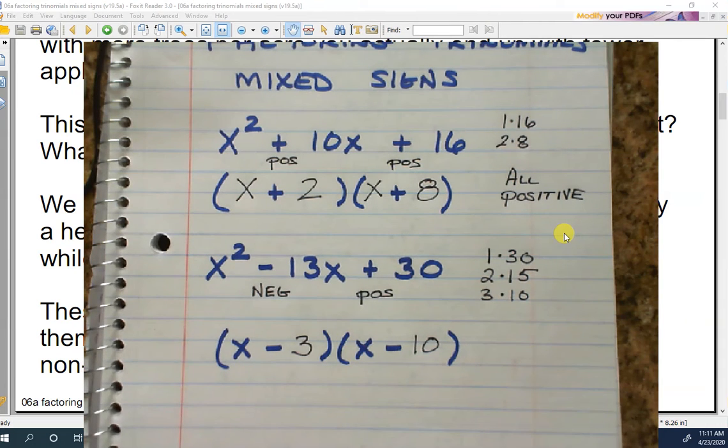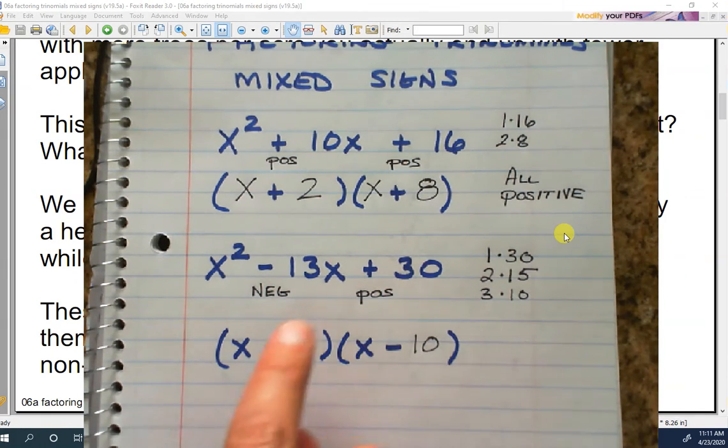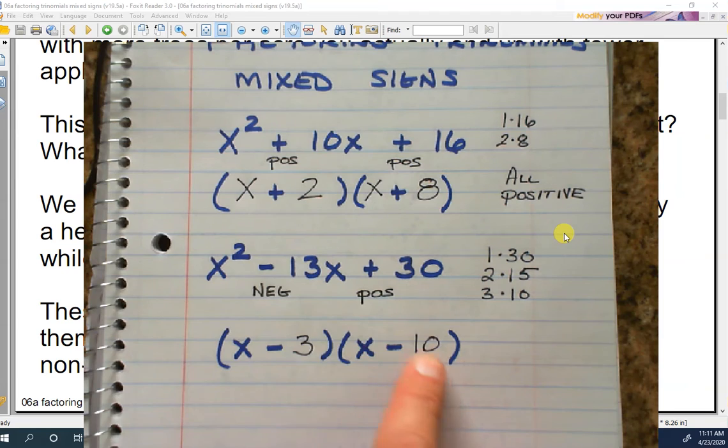And I'll check it before I get crazy. See, x squared, boom. Negative 3 times negative 10 is positive 30, good. Negative 3 plus negative 10 is negative 13, that worked. So this one was all negative.